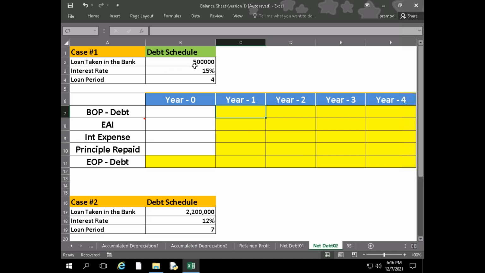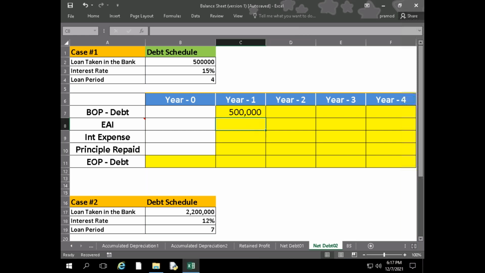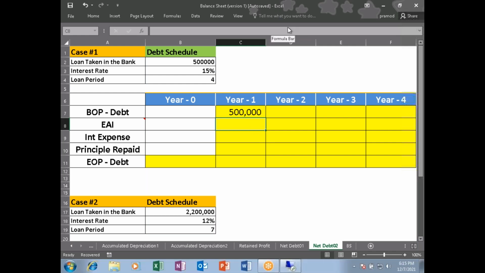In case one, the debt itself is given: loan taken in the bank, interest paid, loan period. So here let me take the same 5 lakh. Now if I wanted to find out my interest amount, I should find out the value here, the EMI. So to find out the EMI, what formula should I use in TVM?